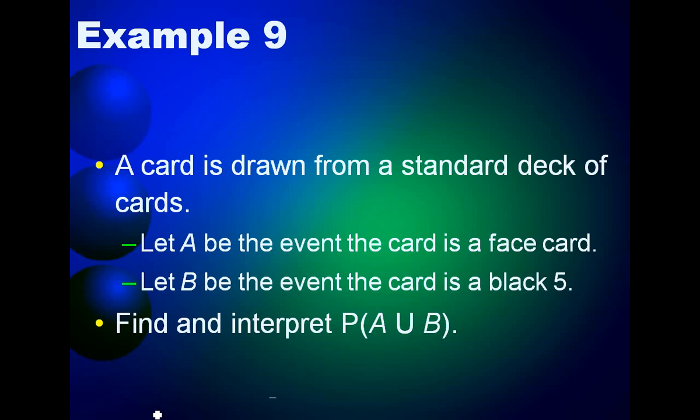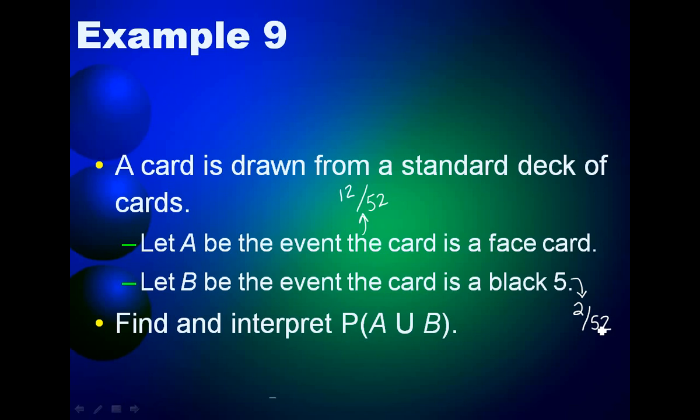So a card is drawn from the standard deck of cards. Let A be the event that a card is a face card. There are 52 cards in a deck. Face cards are king, queen, jack, and there are 4 suits, so 12 out of 52 are face cards. Let B be the event that the card is a black 5. Well, there is 1 five per suit, and there are 2 black suits, so that is 2 out of 52.